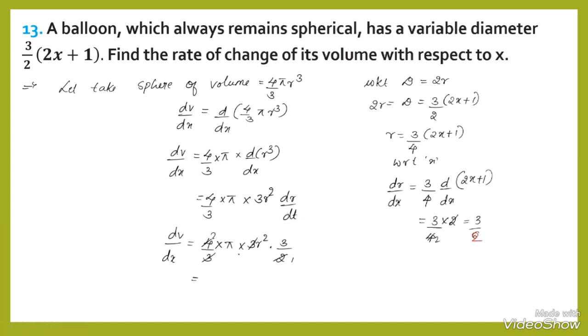Now, 2 pi r square. They have given 2 pi r square. I can substitute the value of r. 2 pi. What is the r square? It becomes 3 by 4 into 2x plus 1 whole square. This is the result of the given. That is the rate of change of volume with respect to x. Okay, this is the result.